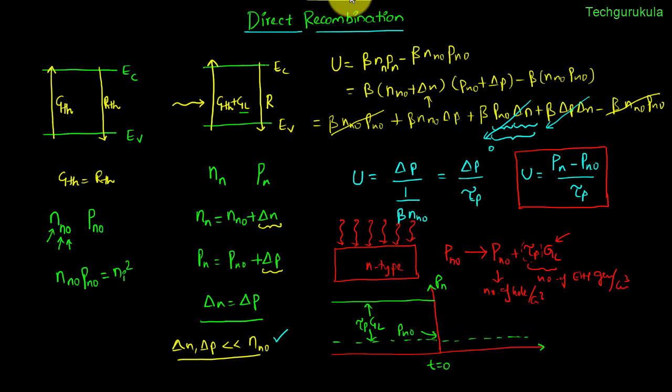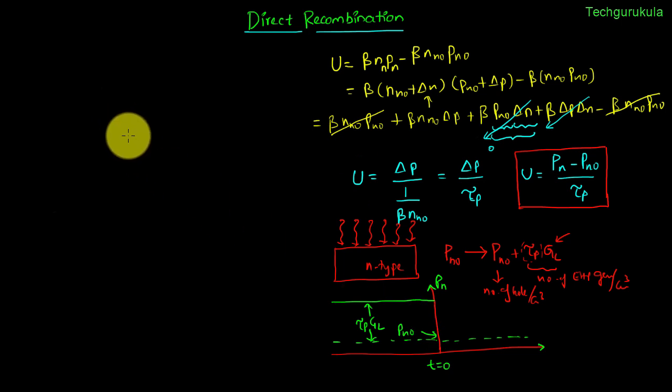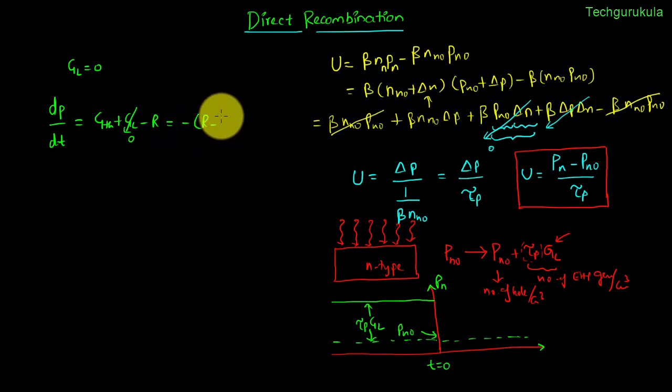Let me make some space here. So once we turn off the light at T equal to 0, the generation GL would be 0 because there is no light. But the carrier concentration would be changing with respect to time because the semiconductor would be trying to come back to thermal equilibrium. So we have this dP by dt, which is equal to GTH plus GL minus R, and this won't be equal to 0. But we know GL is 0 because we turned off the light. And we can write this as minus of R minus GTH. We know what R minus GTH is, which is net recombination rate. We can write it as minus of Pn minus Pn naught over tau P.